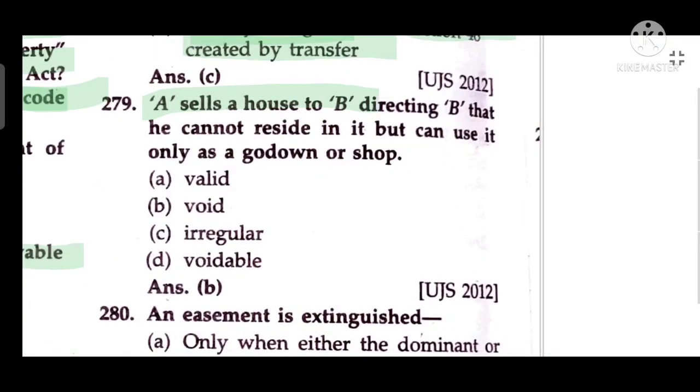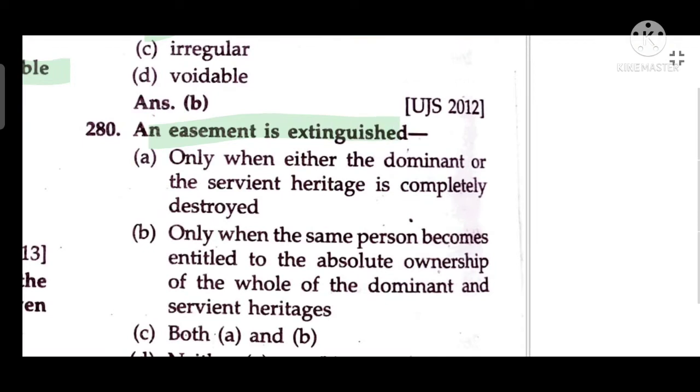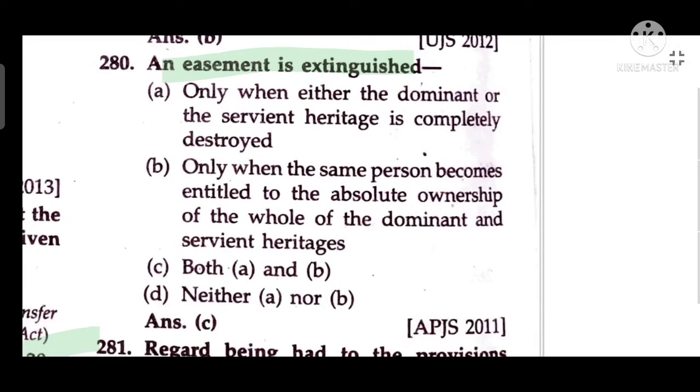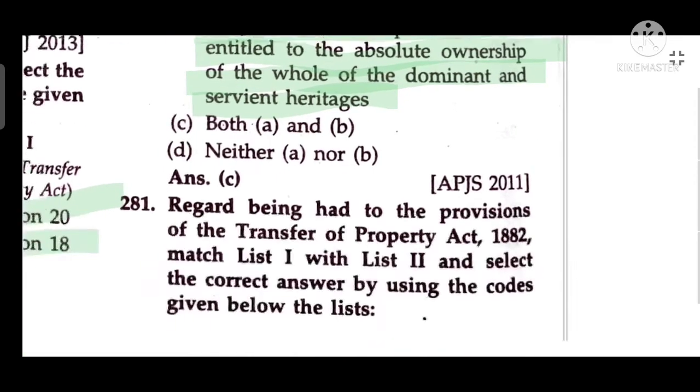A sells a house to B, directing that he cannot reside in it but can use it only as a godown of soap, is void. An easement is extinguished only where either the dominant or the servient heritage is completely destroyed, or when the same person becomes entitled to the absolute ownership of the whole of the dominant and servient heritage.